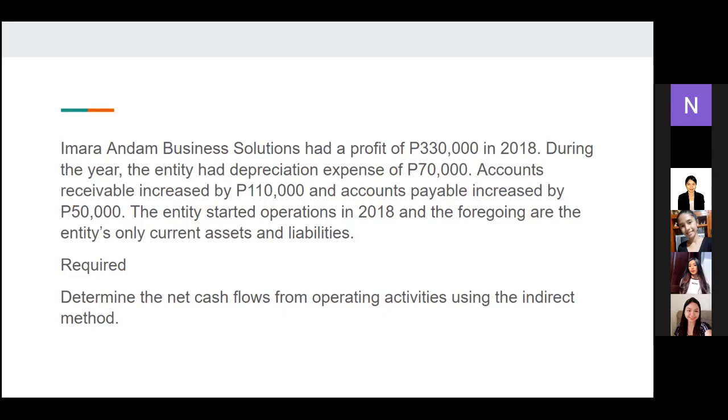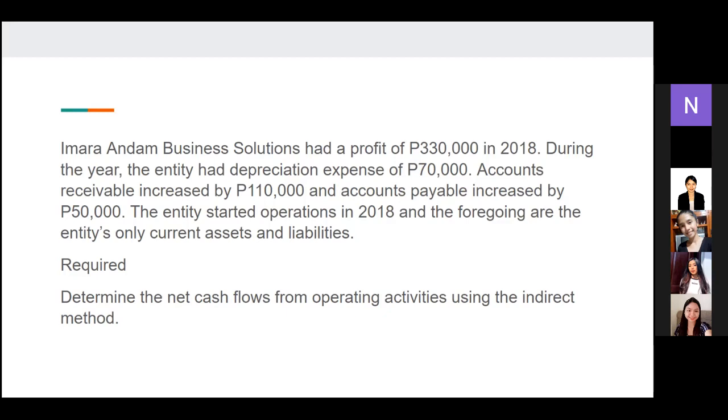Problem pala, isa lang. Imara and Business Solutions had a profit of 300,000. During the year, the entity had depreciation expense of 70,000 pesos. Accounts receivable increased by 110,000 pesos and accounts payable increased by 50,000 pesos. The entity started operations in 2018 and the foregoing are the entity's only current assets and liabilities. Required, determine the net cash flows from operating activities using the indirect method.